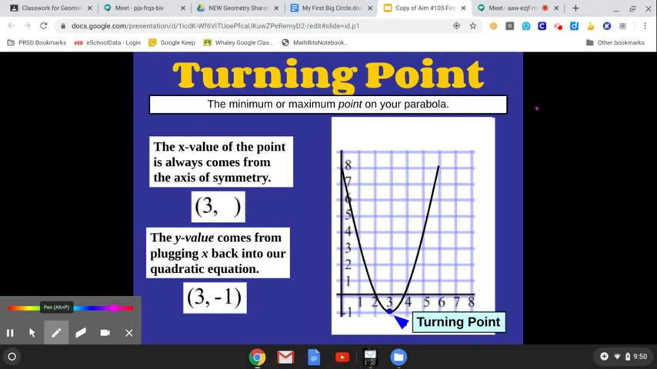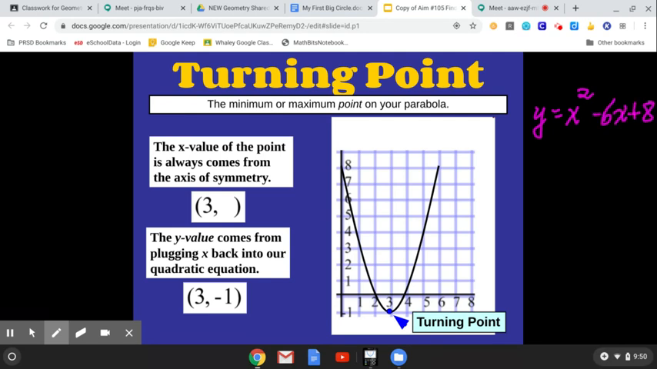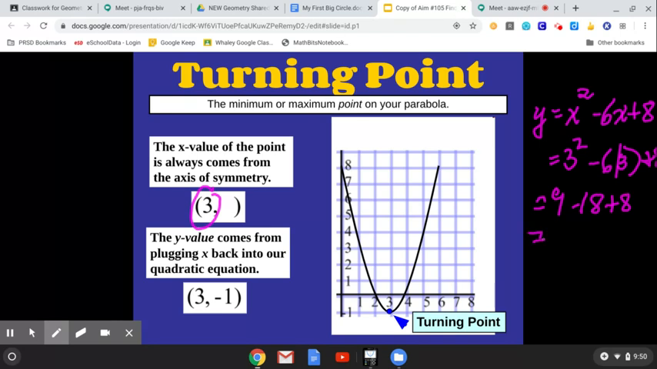The equation was y equals x squared minus 6x plus 8. Watch what happens when I substitute 3 back into this equation for x. 3 squared minus 6 times 3 plus 8. Now, that's supposed to be parentheses. I'm running out of room here. All right, 9 minus 18 plus 8. 9 minus 18 is negative 9, plus 8 is negative 1.